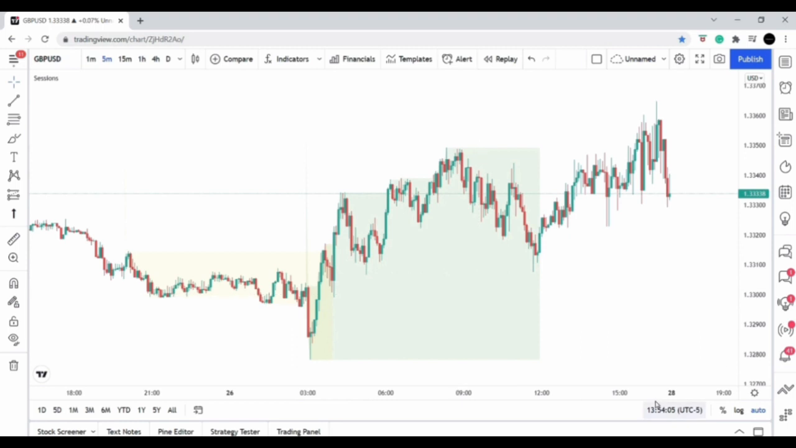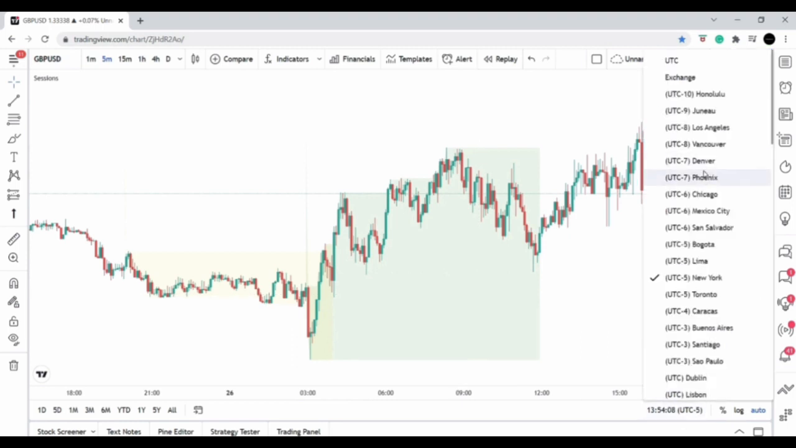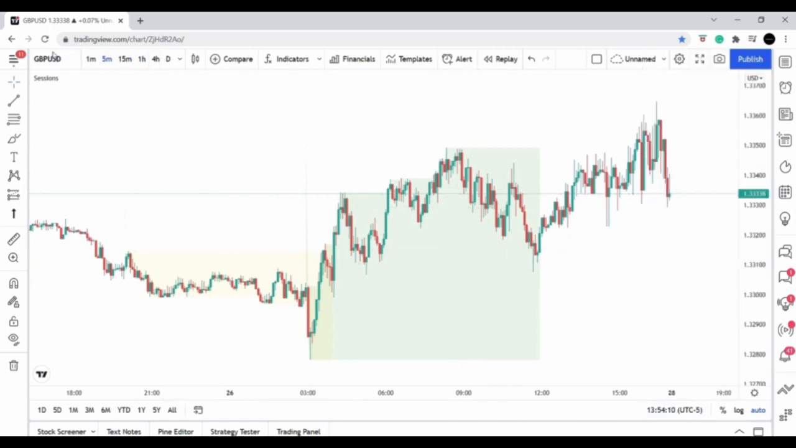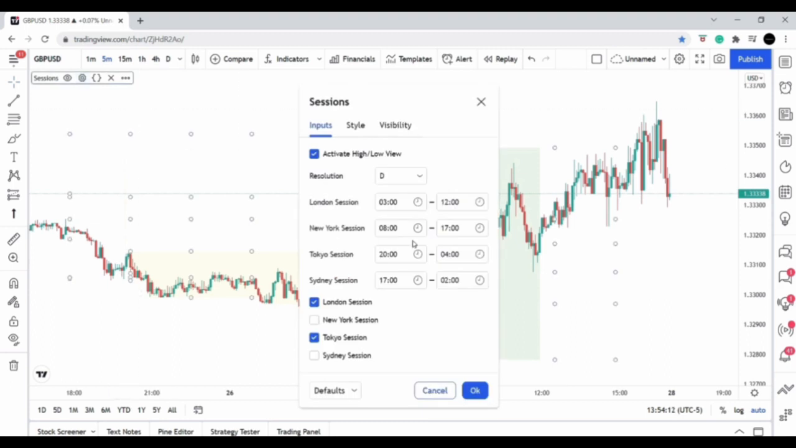Actually, I don't know why this thing is. Hold on, let me make sure. For some reason, this is off a little bit. Let's go right here. London should start at 3 a.m. Let me see here. Tokyo. Okay, no wonder. So what I'm gonna do is change this to 3 a.m. because I want my color to change. So let's go right here, Tokyo, 3 a.m.